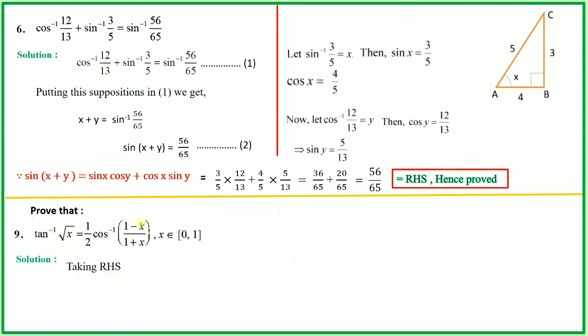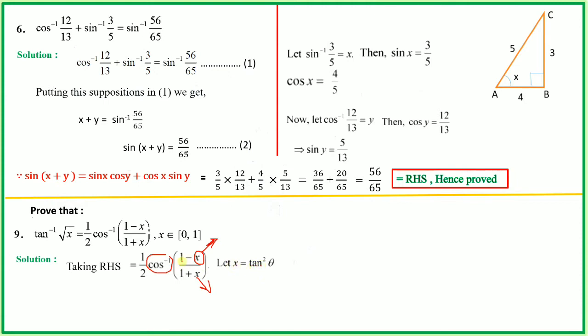Taking the right hand side, this looks complicated, so always you should try to take the complicated side first, solve it and reach the simpler one. So half cos inverse of 1 minus x upon 1 plus x. You can see here cos inverse, and here we have x. As I told you, 1 minus tan square theta upon 1 plus tan square theta is the formula for cos 2 theta. In that case, cos inverse and cos can be removed. So let us go for this.